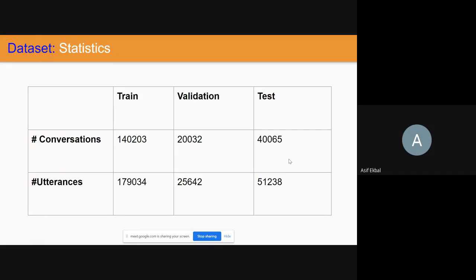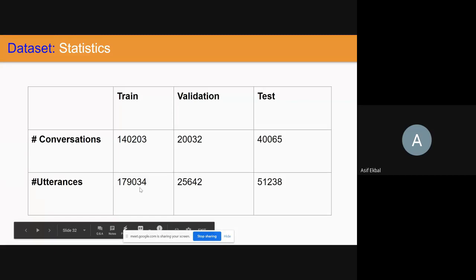So the number of utterances is 179,000. A conversation is basically a pair. For example, I am asking you a question, and as a user, you are responding. This becomes a conversation, the dialogues, and then these conversations will form a long dialogue.